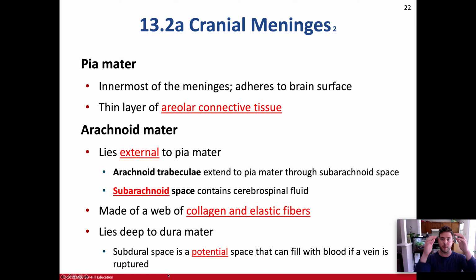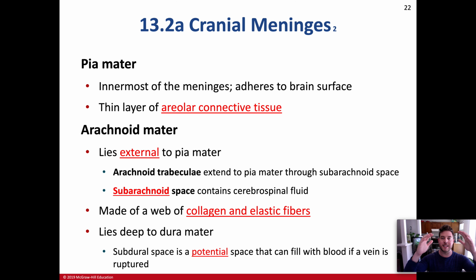So in between, you have your pia mater directly attached to the brain. Then you have the subarachnoid space. Then you have your arachnoid mater. And then in between the arachnoid mater and your dura mater is the subdural space. And that is a potential space that can fill with blood if a vein is ruptured.